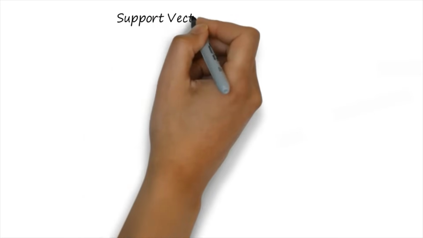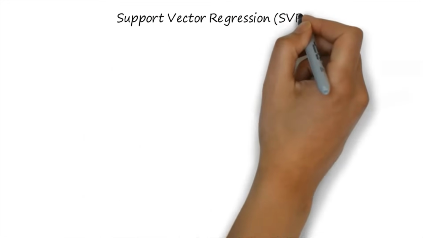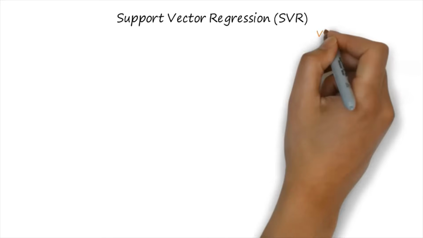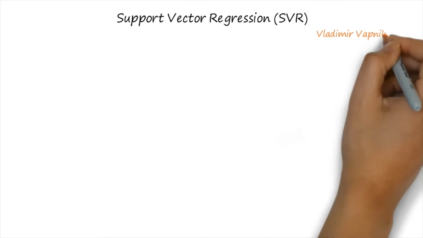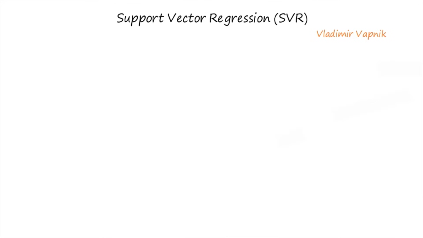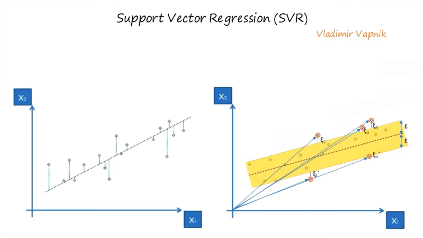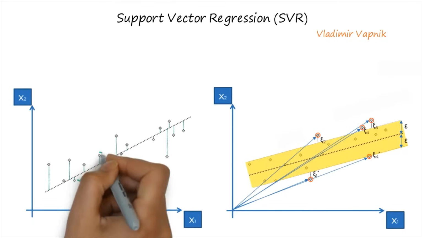Today our topic of discussion is Support Vector Regression, that is SVR, which was invented by Vladimir Vapnik and his colleagues. Now look at this diagram. So we have two plots over here. In order to compare SVR with simple linear regression, it will really help you to understand by using this diagram. So on the left, we have some random dots.